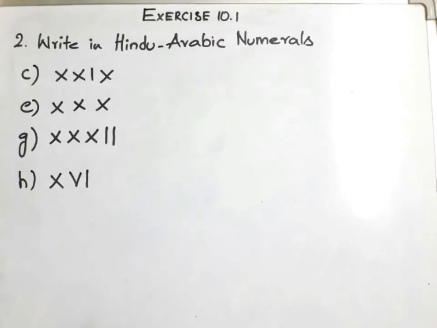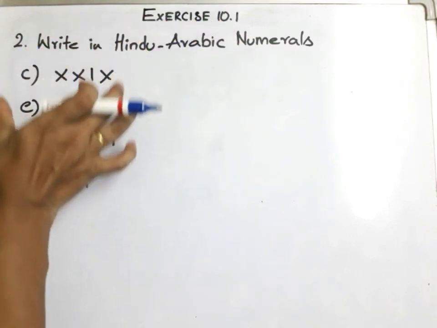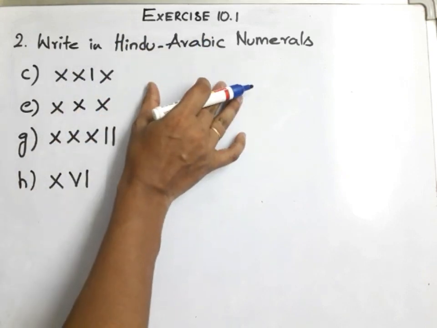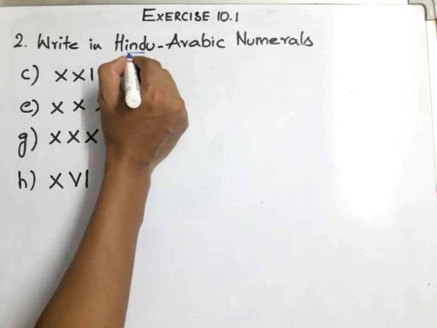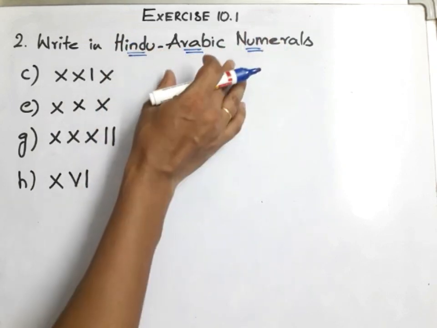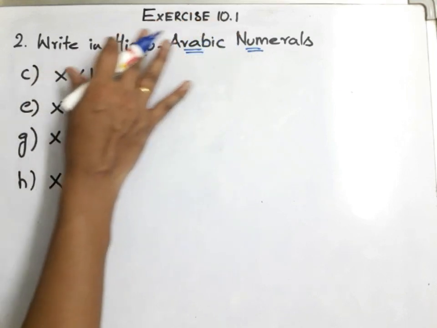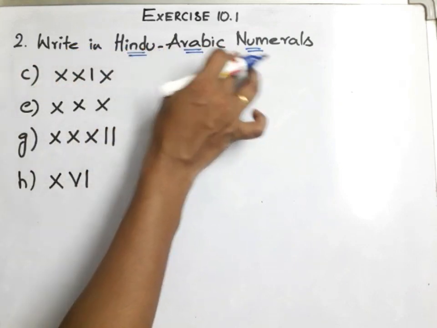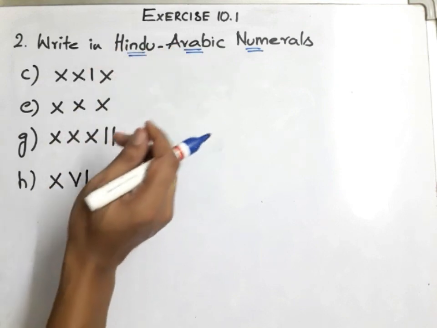Now exercise 10.1 second Roman, same pattern. Follow this: black pen for the questions and blue pen for the answers. So write in Hindu Arabic numerals. As I told, Hindu Arabic numeral or Indian system of numeration or Indian number system, all are same. So sometimes if they ask you to write in Indian system, then don't get confused. Hindu Arabic system, Indian system, both are same.